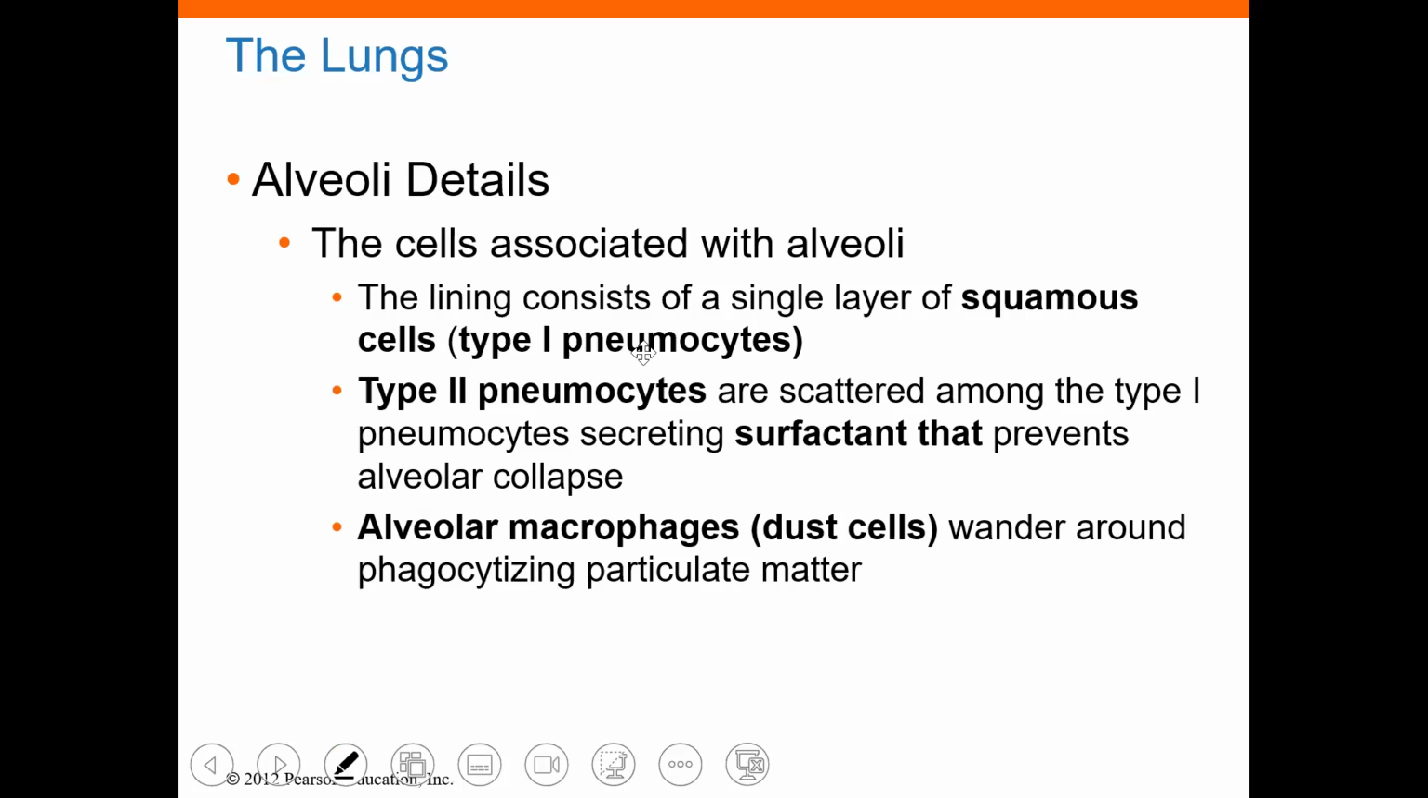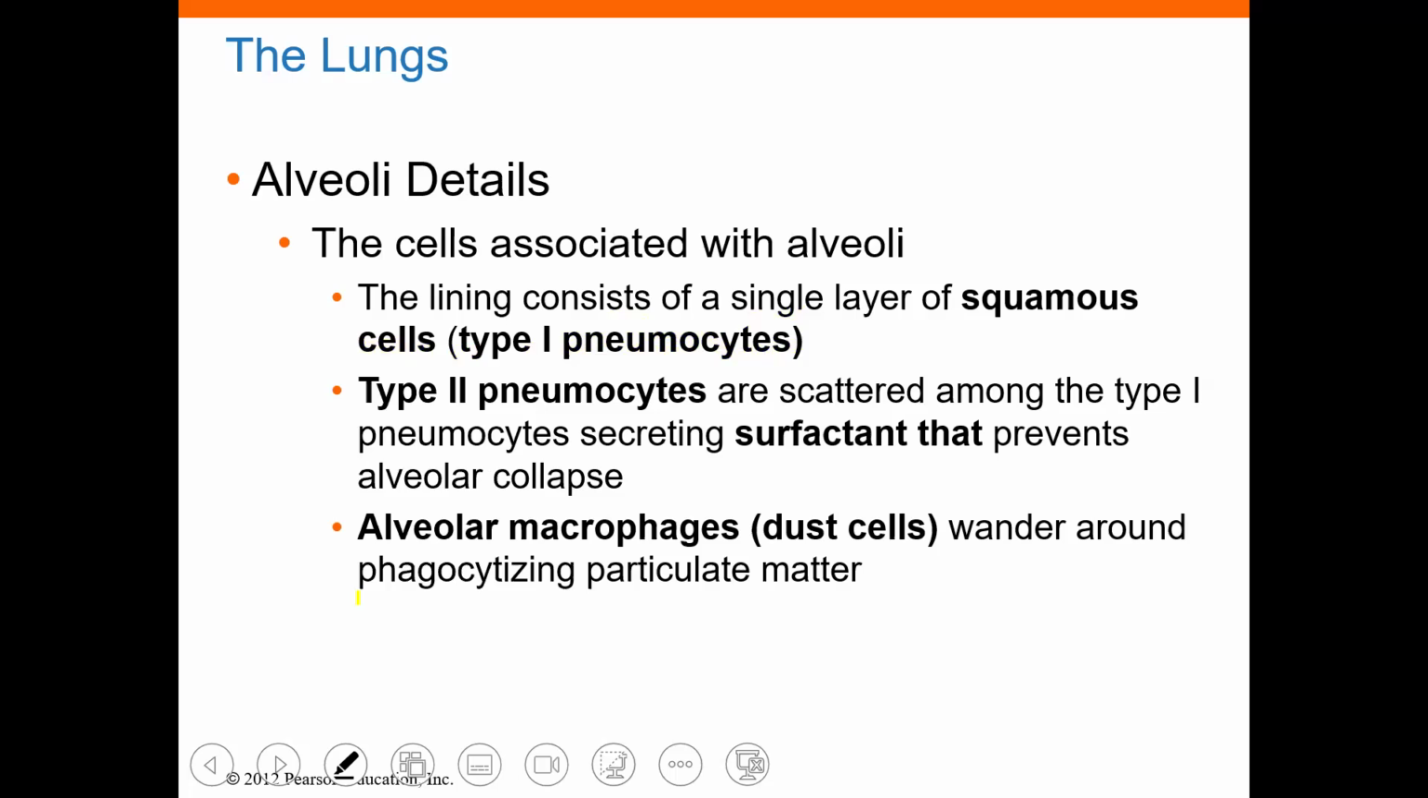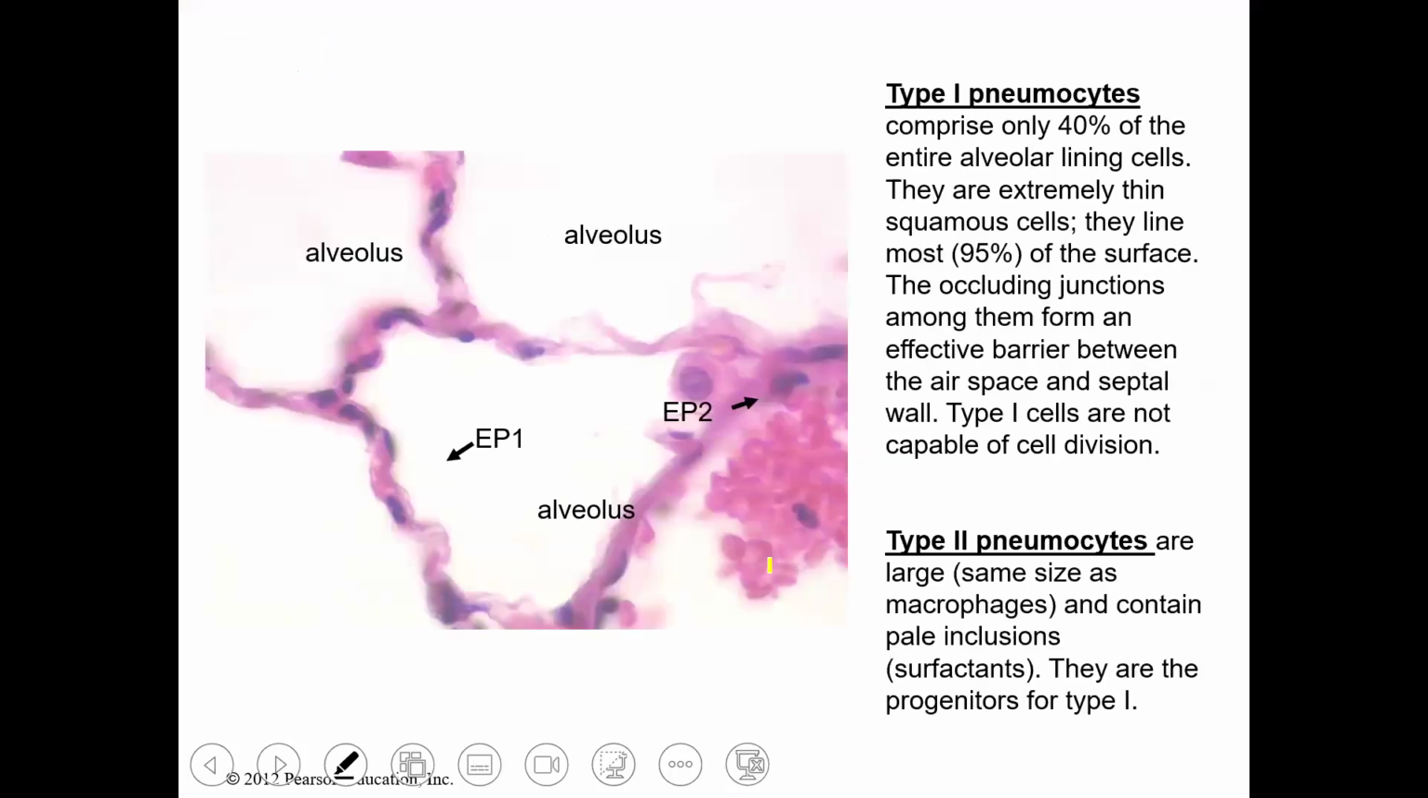So our alveolar details here, the cells associated with alveoli. The lining consists of a single layer of squamous cells, type 1 pneumocytes, pneumo meaning air, cyte meaning cell, air cells. Type 2 pneumocytes are scattered among the type 1s, secreting surfactant that prevents alveolar collapse. We see alveolar macrophages or dust cells wander around eating particulate matter. Amazing, right? So type 1 pneumocytes and type 2 pneumocytes.